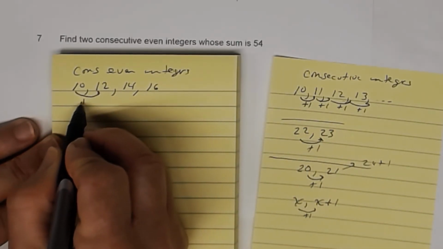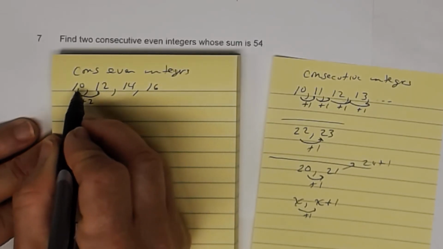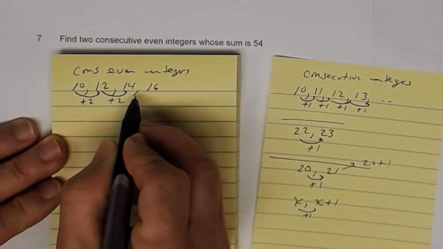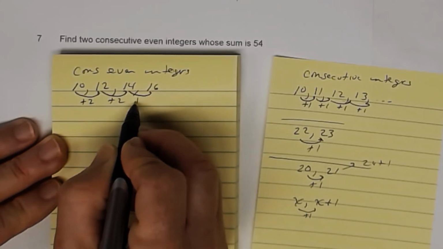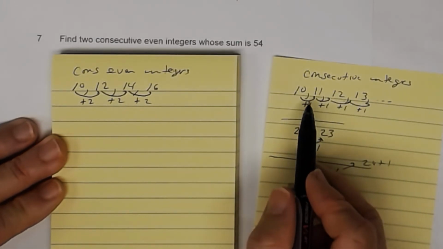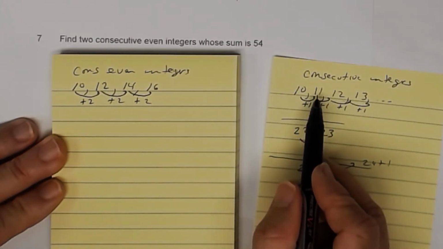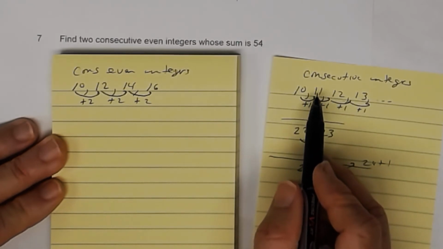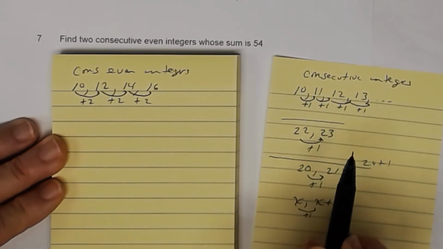I want you to know, just like we did this, to go from 10 to 12, what did I add? 2. 10 plus 2 gives 12. And to go from 12 to 14, I added 2 again. To go from 14 to 16, I added 2, didn't I? Okay? So when I'm dealing with consecutive integers, you keep adding 1. 10 plus 1, 11 plus 1, 12 plus 1, and so on.